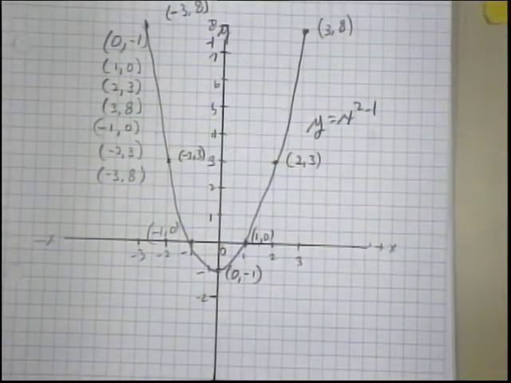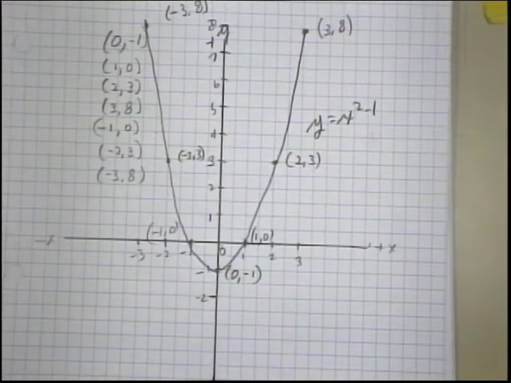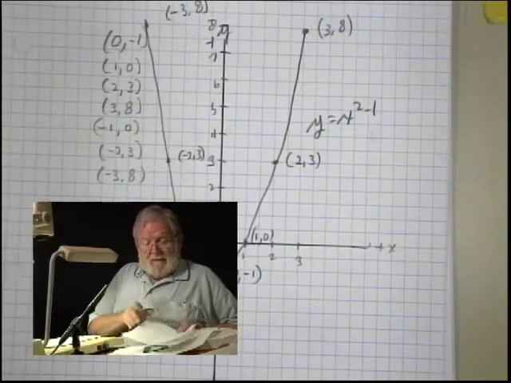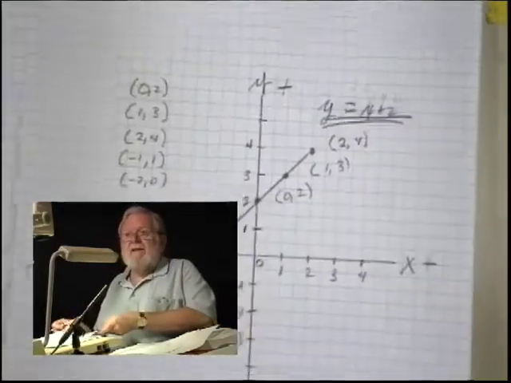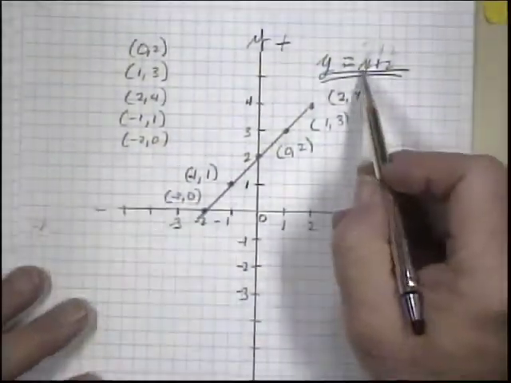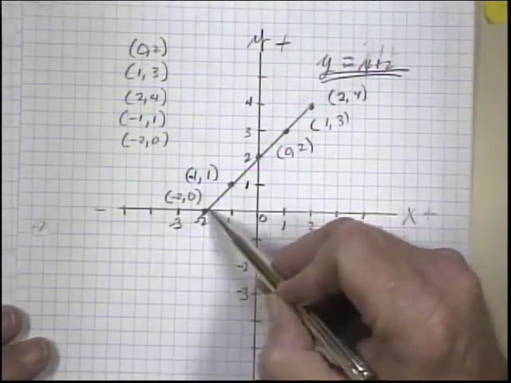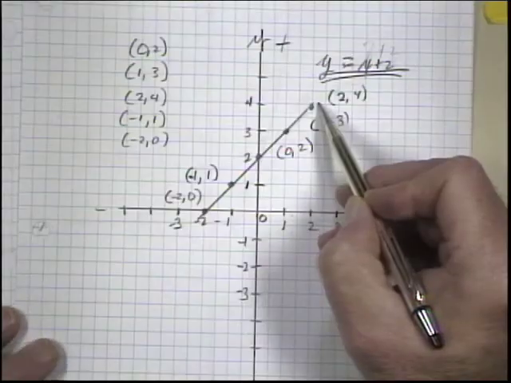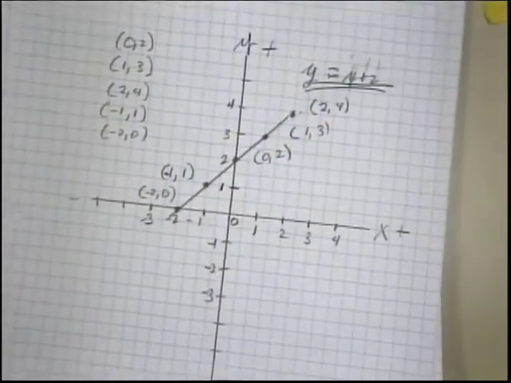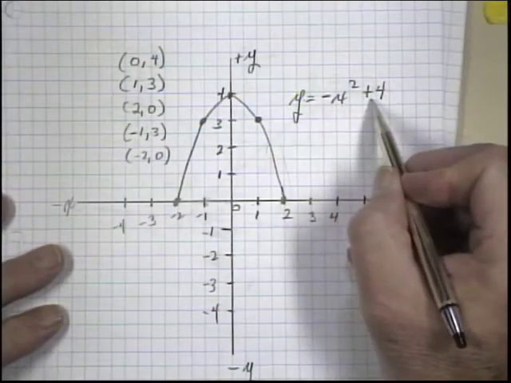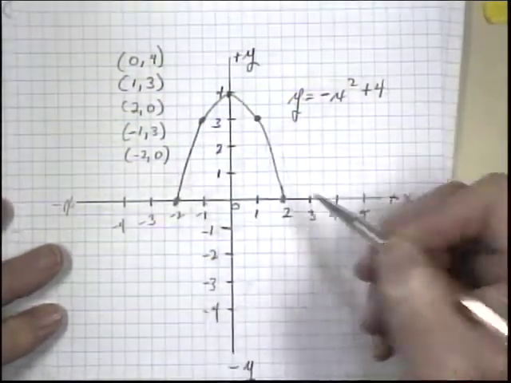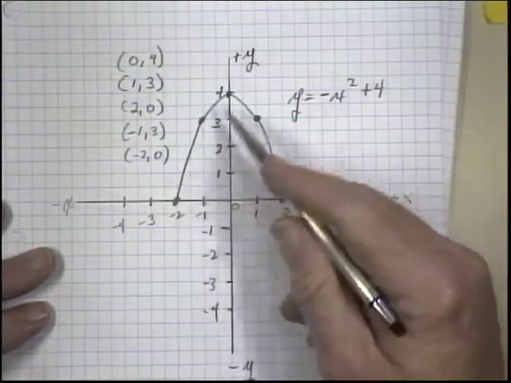So let's take a look at all the graphs that we've generated today. The first graph that we looked at, we did a little review of what we covered last time. And our equation was y equals x plus 2, and we got this straight line. The next graph we did was y equals minus x squared plus 4, and we got a parabola that looked like this, a curved line.